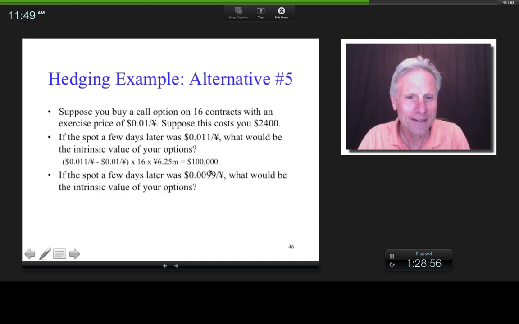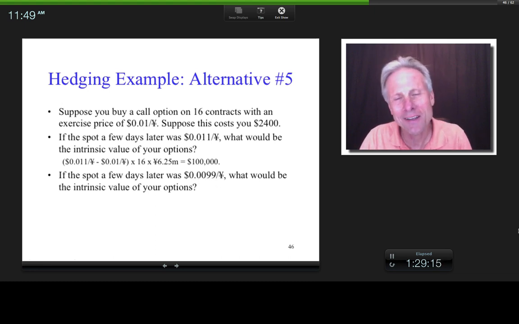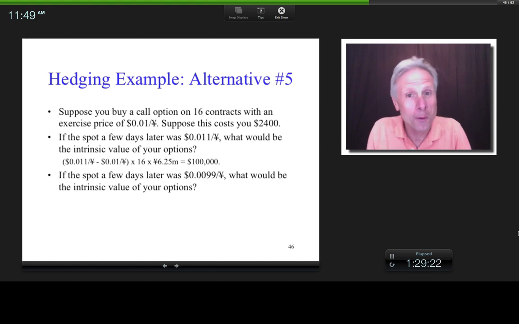Now what if the spot a few days later goes down? So it goes to $0.0099 per yen. Remember, you have the right but not the obligation to buy the yen for $0.01, but on the open market, you would only have to spend $0.0099 per yen. So which of those rates would you use? Well, presumably the one that was cheaper to you, right? And which one's cheaper to you? Well, this one here on the open market.